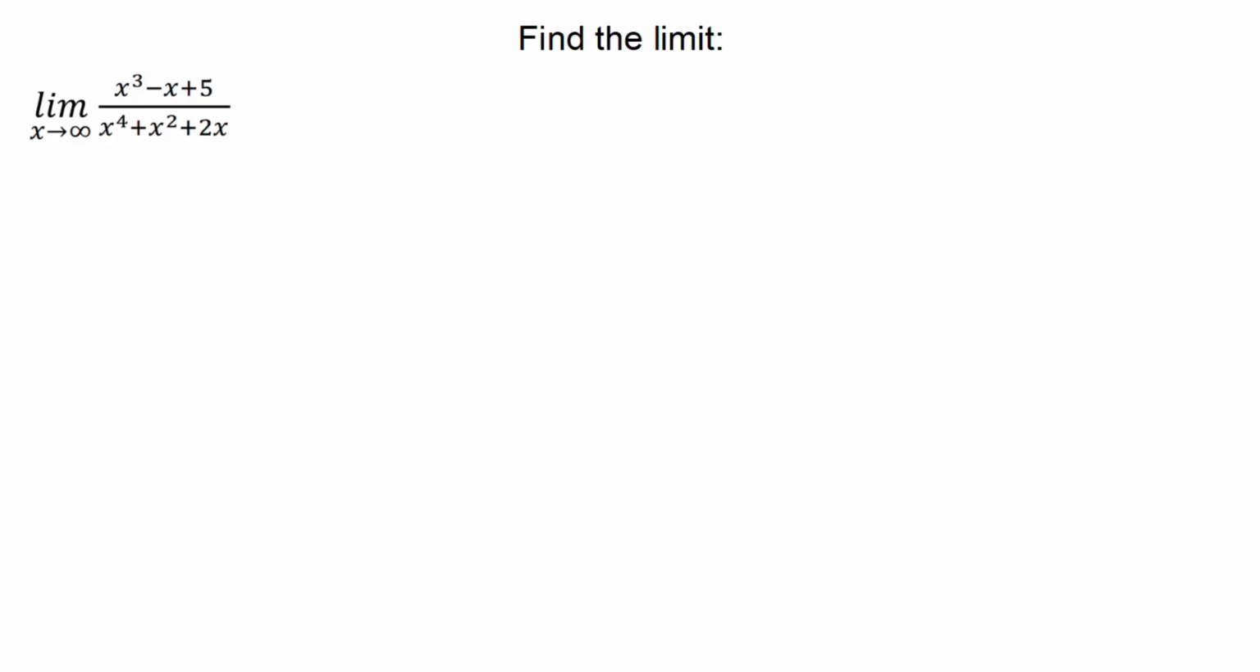This one is a similar problem. Again, it's infinity over infinity, so we're just going to use that same trick. This time our highest power is x to the 4th, so we're going to divide everything by x to the 4th.